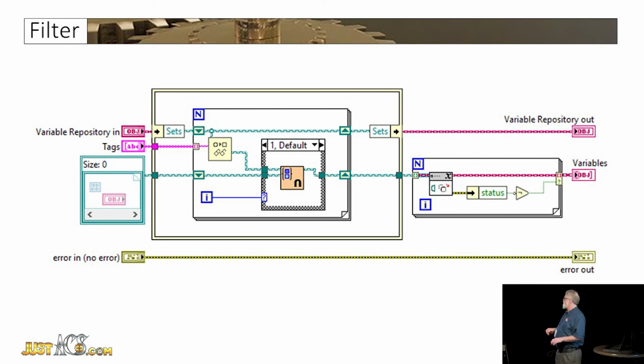Filtering, trivial. For the tags I want to filter on, it's just an array. Again, loop on all of my sets, search for the sets in question, do the intersection of all of those sets. Don't worry about the for loop on the right. I'll talk about it in a second.